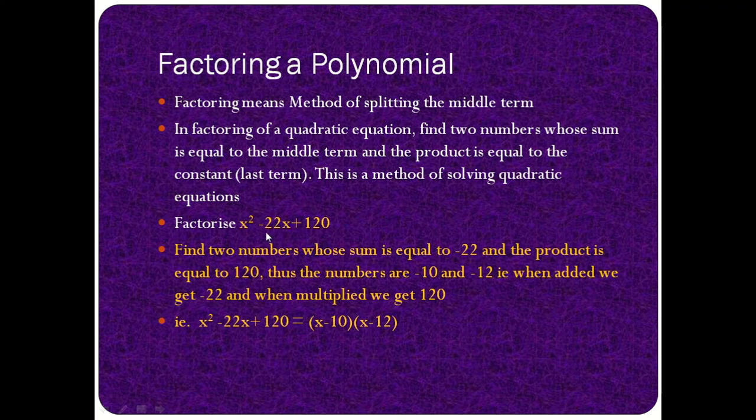So we can say it is minus 10 and minus 12. When you add minus 10 and minus 12, you are getting minus 22. When you multiply minus 10 and minus 12, you will get the product plus 120. So you are easily getting the two numbers that are the factors of this equation. So you can factorize the equation as x minus 10 and x minus 12.